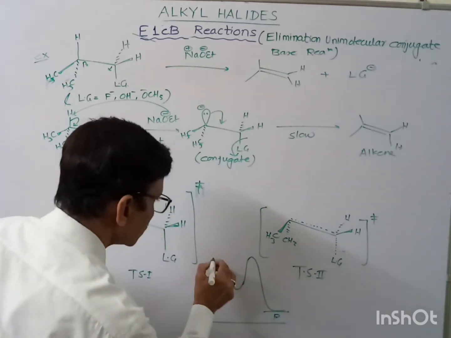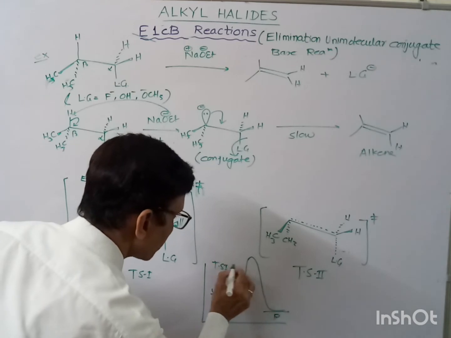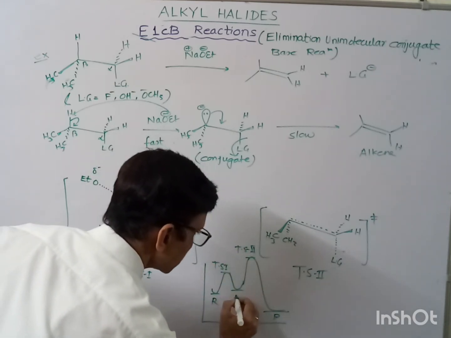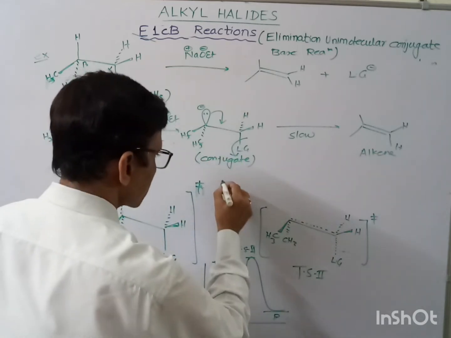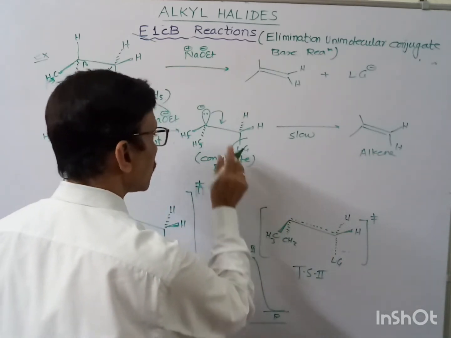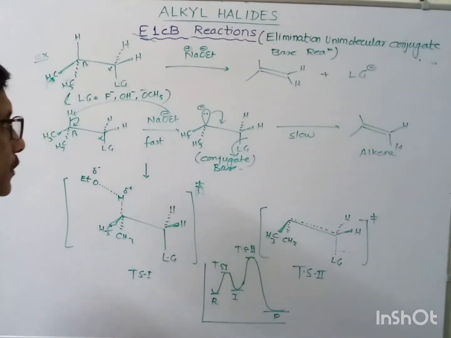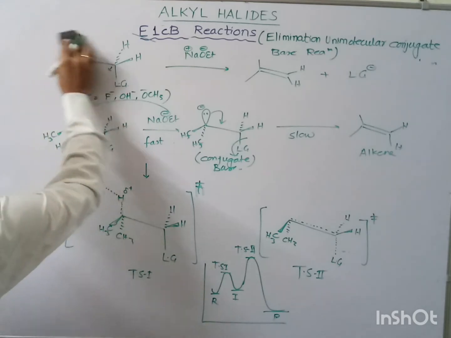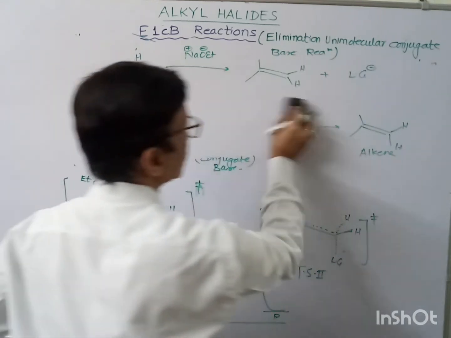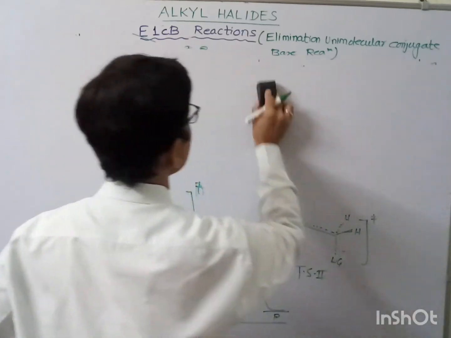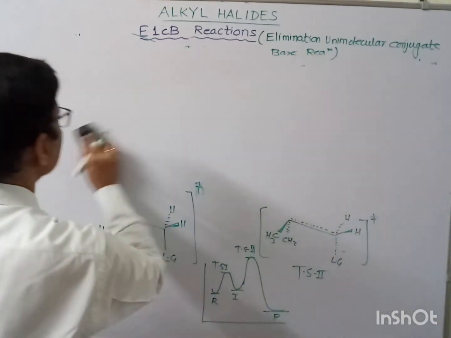So this is our transition state 1, this is our transition state 2, and this is the intermediate. This conjugate base intermediate is formed, or this carbocation intermediate is formed. Okay, now in the same way we may see another example. One of the famous examples of this E1cB reaction is the aldol condensation.